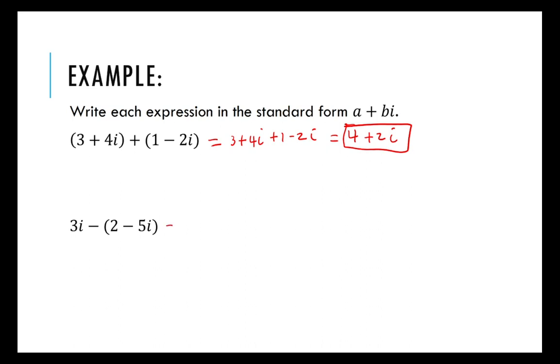If I've got 3i minus (2 minus 5i), step 1 we need to distribute that negative. That's going to be 3i minus 2 plus 5i, which then we just combine like terms. 3i plus 5i is 8i, and then minus 2 is minus 2, and since 8 was positive, there we are. Negative 2 plus 8i. This is in the form a plus bi, and we're done.